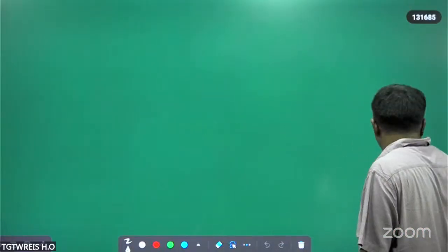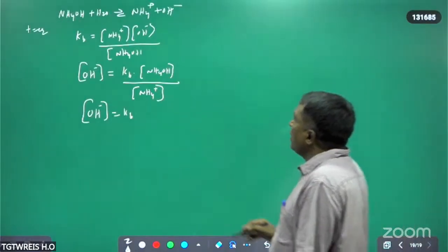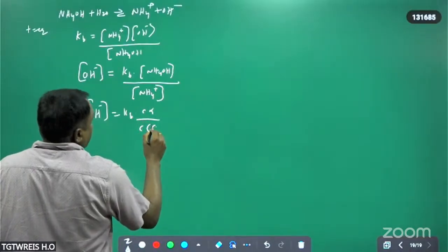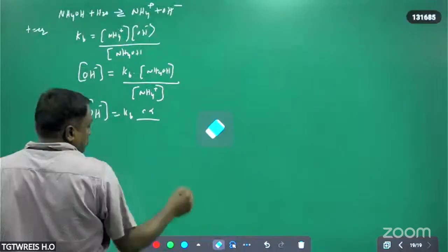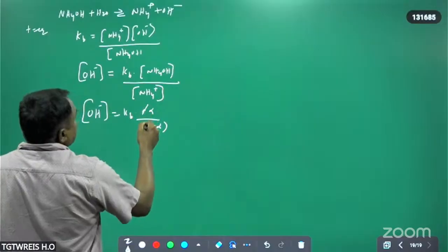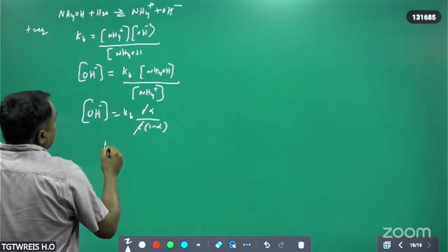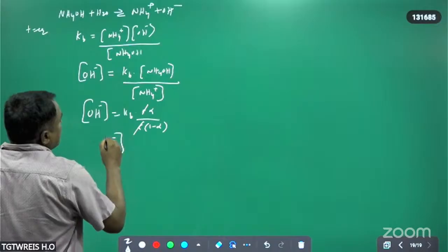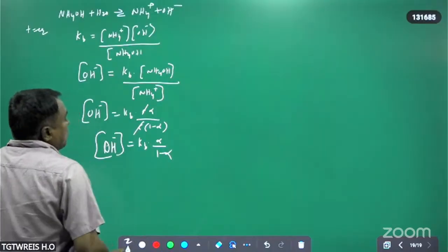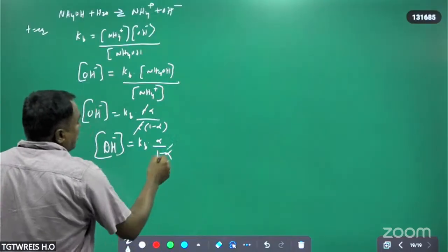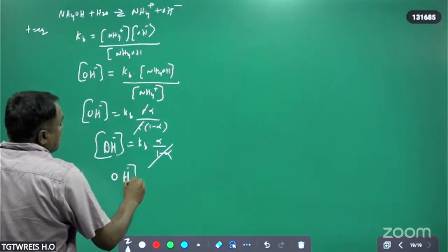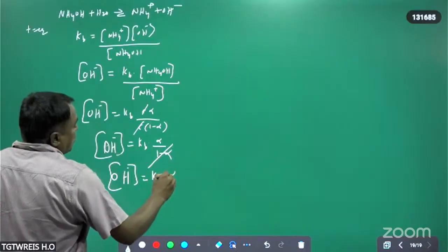What happened now? Yes. NH4OH is the C alpha. This is C alpha and this is the C minus C alpha. This is C into 1 minus alpha. So C, C get cancelled. Therefore, OH minus ion concentration is equal to Kb into alpha by 1 minus alpha. Actually, 1 minus alpha is very, very less. Therefore, you leave it. OH minus ion concentration is equal to what now? That is Kb into alpha.